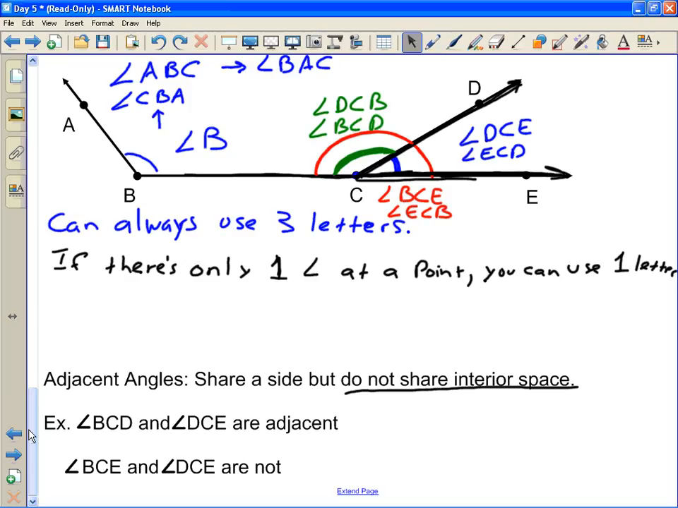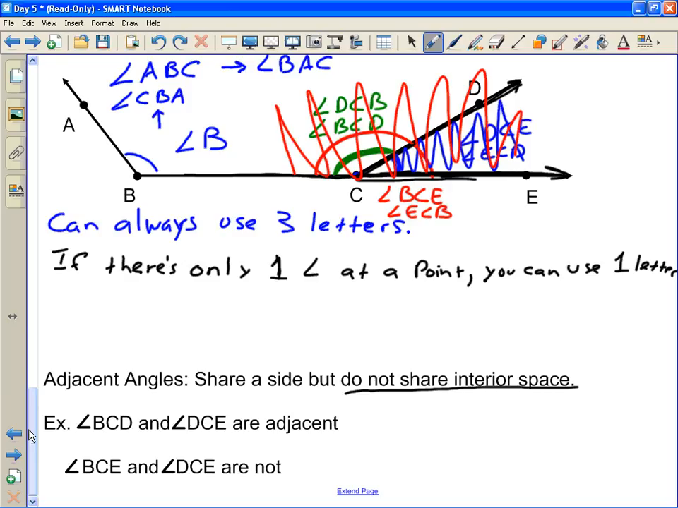But they are sharing interior space, because this is all interior space of the blue angle, and all of this is interior space of the red angle. So since they're sharing that interior space, they're not next to each other. You can tell the blue one is actually inside of the red angle. Those are no longer next to each other, they're kind of inside.